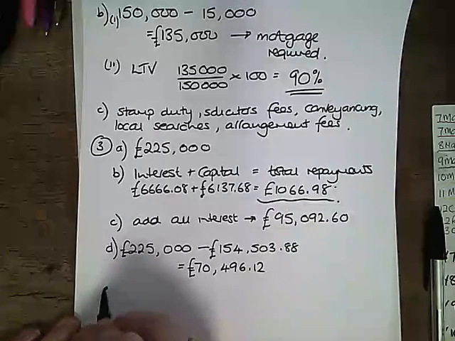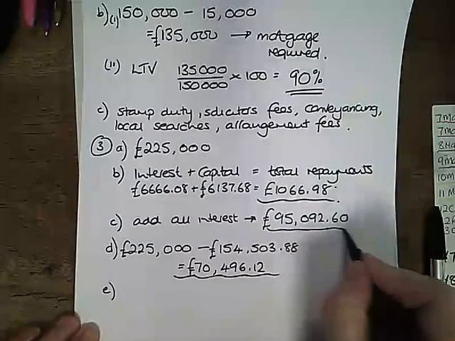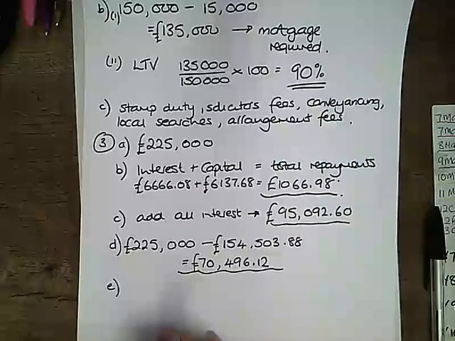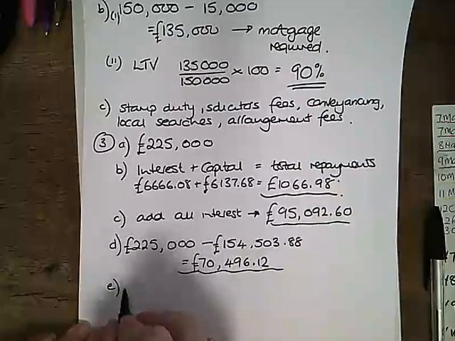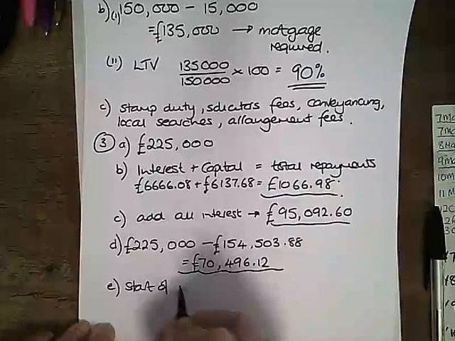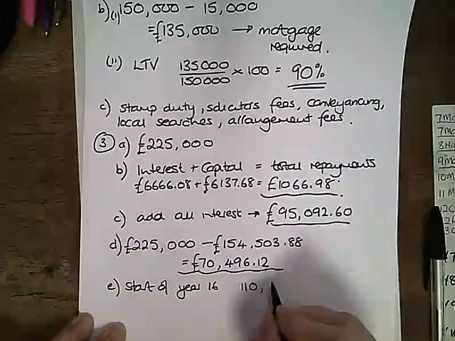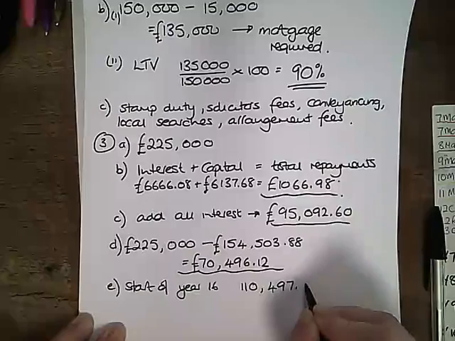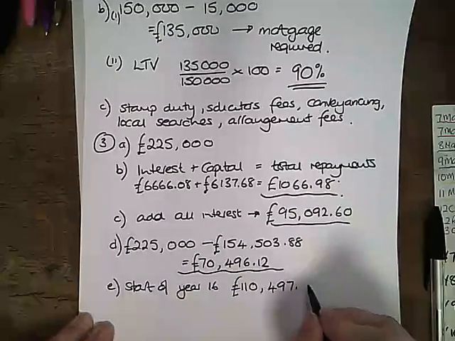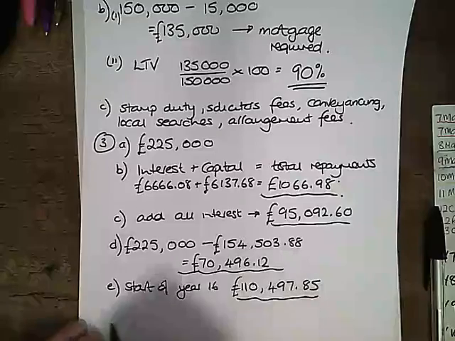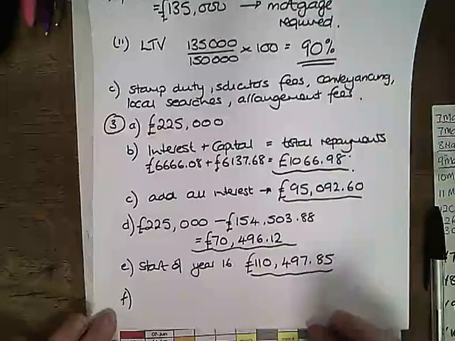Part E says, how much of the loan does a buyer pay off in the last 10 years? So in the last 10 years, you look at the amount, it goes up to 25, so at the end of the 15th year, so the start of the 16th year, from the table, that is £110,497.85.